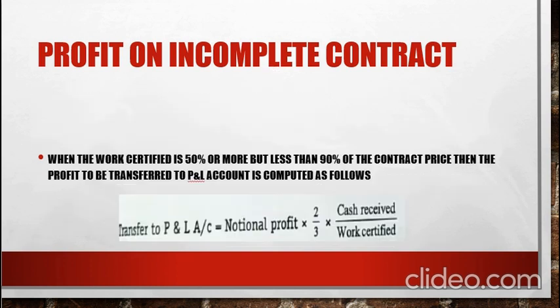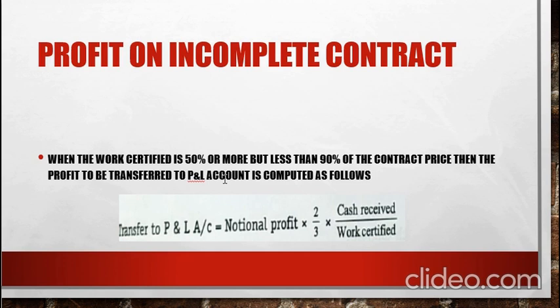Next, when work certified is 50% or more but less than 90% of the contract price, the profit to be transferred to profit and loss is computed as follows. So when the work is more than 50% but less than 90%, the profit to be transferred to profit and loss is computed by using this formula: transfer to profit and loss account = notional profit × 2/3 × cash received / work certified.